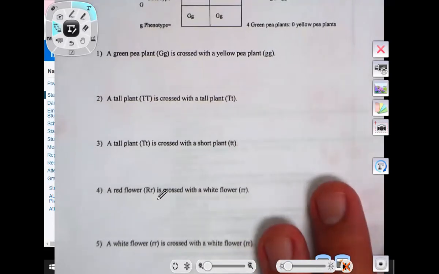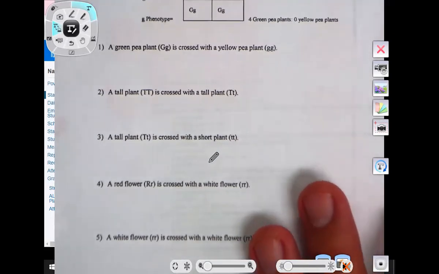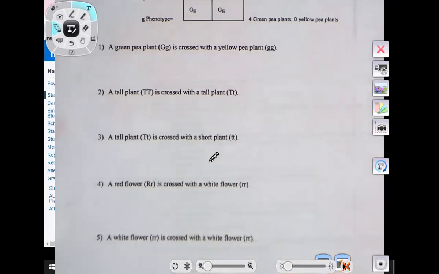All right, we're going to do this problem right here. It says number 3 on the back. It says a tall plant is crossed with a short plant. What will be the dominant gene? The big T, which represents tall. Okay, so tall is the dominant gene. And so what you're going to do is this cross, and I'm going to come around in about 1 or 2 minutes. Go do that now.